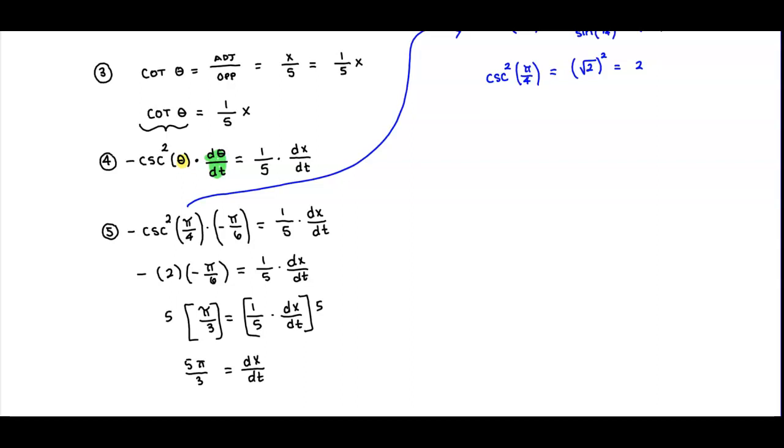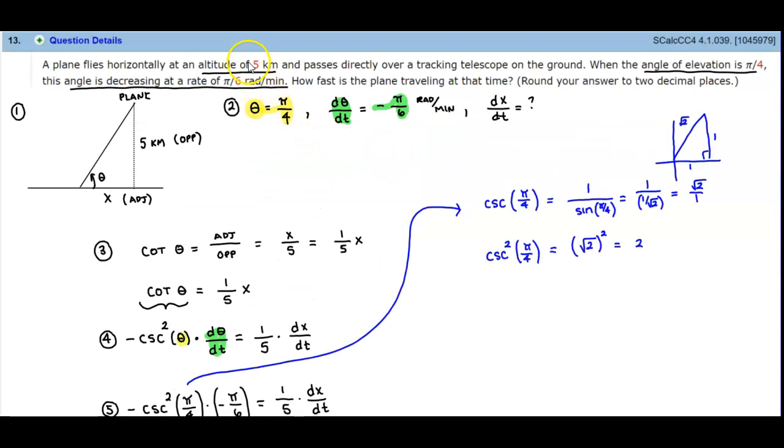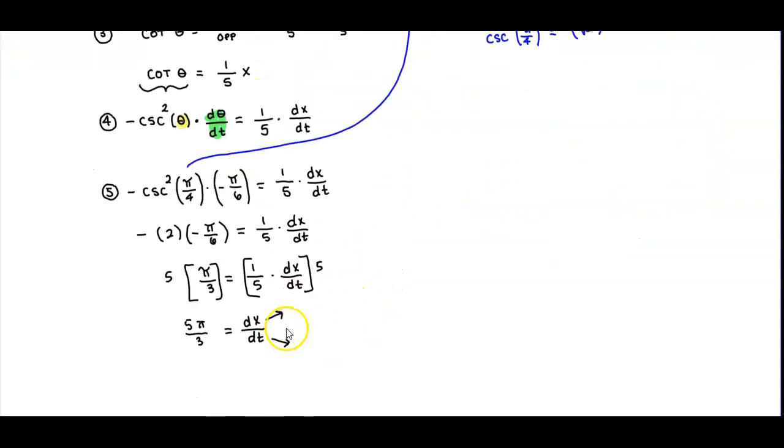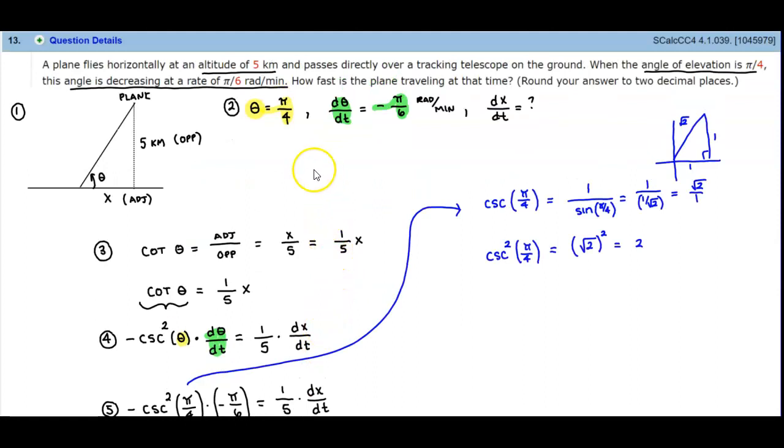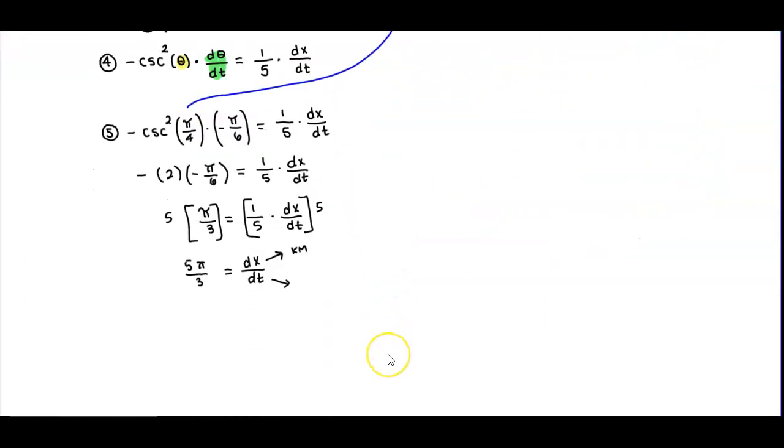Now we just need to solve, but let's make sure that we understand what dx represents and what dt represents. If you take a look here, it says that it's an altitude of kilometers. So that means that dx is going to represent kilometers, and time is in minutes.